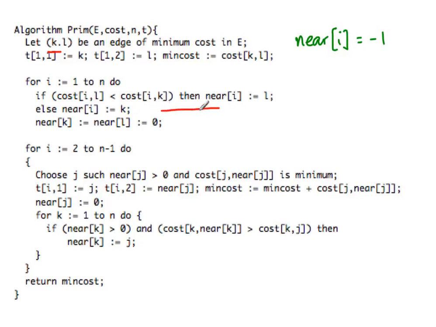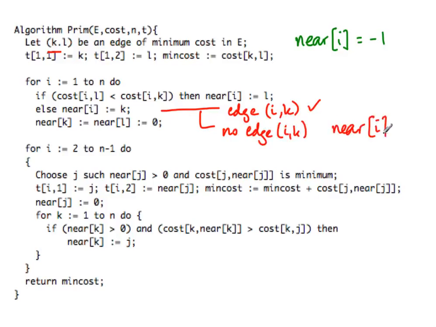So now there are two possibilities. There is an edge from I to K, which is the good case. But if there is no edge from I to K, you will still get near of I assigned the value K. So there is a spurious possibility that near of I is pointing to K even though there is no edge. The reason that this is not a problem in the long run is that eventually you will actually check whether the cost of this non-existent edge is minimum, and if there is no edge, the assumption is the cost is infinity, and so it will never be the minimum.